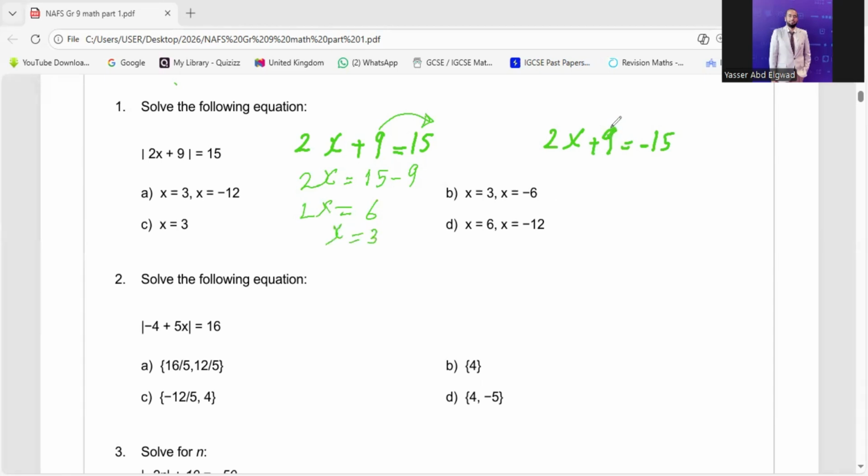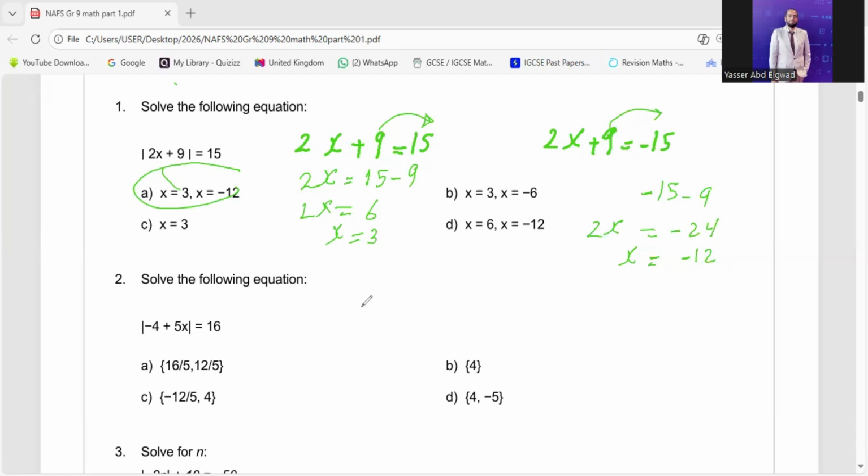And here take the other side. -15 minus 9 is -24, divided both sides by 2, x equals -12. It is the answer. So instead of this, we can substitute in an equation and find the answer. In NAFS, it doesn't matter how you solve the problem. The important thing is to find the answer in a fast way. But here is our solution of how to solve it.